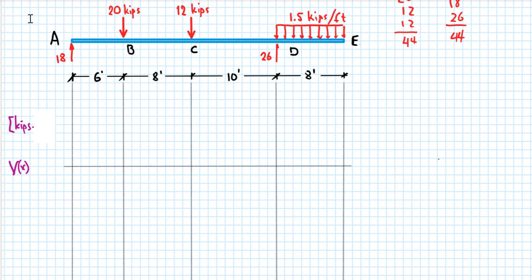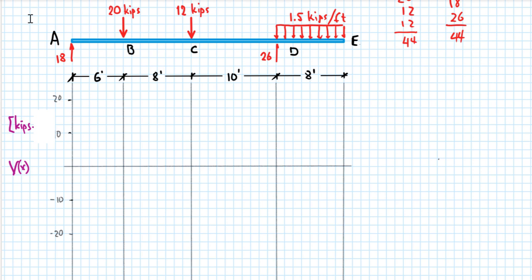I'm going to do my scale here. Every 4 is 10. So this is 10, 20. I'm going down with minus 10, minus 20, more or less. Okay, so good.